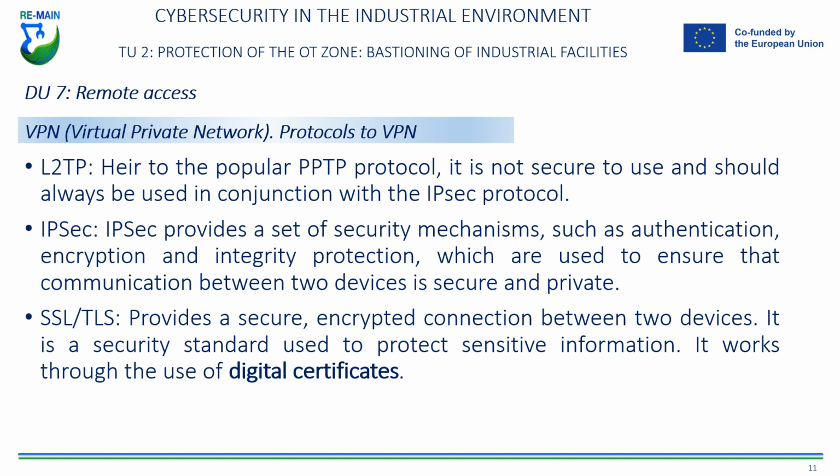When IPsec is used in a VPN, the devices negotiate security parameters, such as the encryption algorithm and mode of operation, to ensure that communication between them is secure and private. IPsec is also used in other applications, such as secure remote access to servers and applications, and in protecting network traffic between devices on a private network.